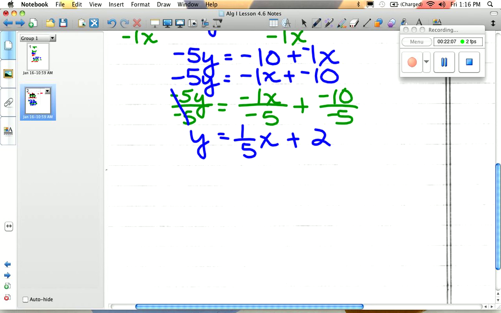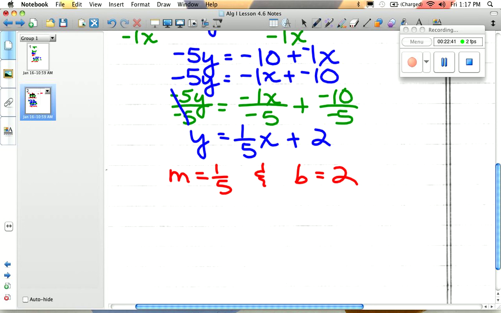Okay. Is it in slope-intercept form? Okay. That means we're ready to identify the slope and the y-intercept. So what's the slope? 1/5. Y-intercept? 2. Okay. What's this line doing? Rising from left to right. Going through the origin? No. Crossing the y-axis at 2, right? We don't know where it's going to cross the x-axis right now, do we?